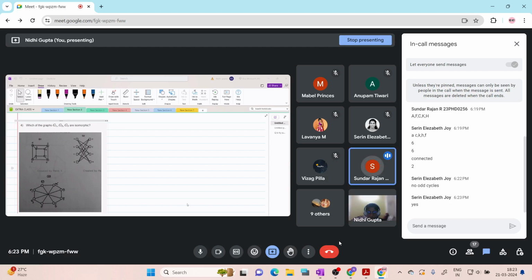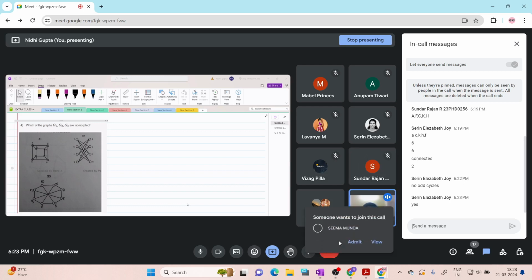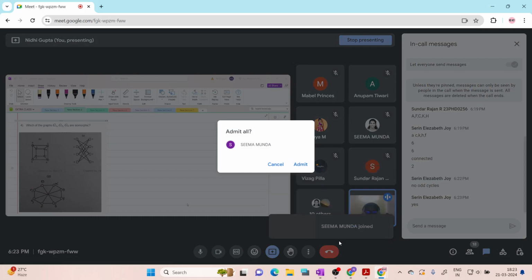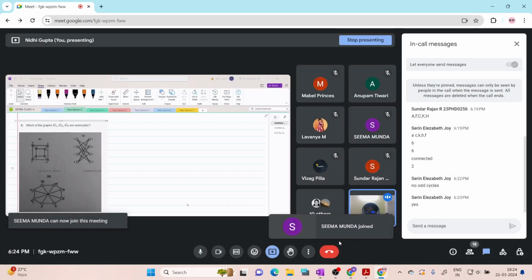So three regular graph, degree three. Yes, correct. So there are three regular graphs. So all these graphs are cubic graphs. So they have the same degree sequence. So from that we cannot conclude. Now, what do you think?